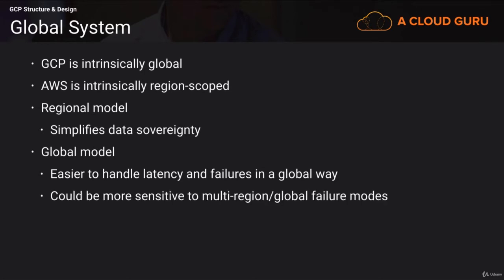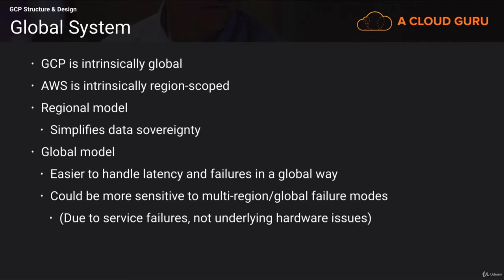Now, the global model could be more sensitive to failures that affect multiple regions or the entire system all at once, but that doesn't mean that the regional model is immune either. I remember hearing that when Amazon's S3 service was broken in North Virginia, people in Sydney, Australia unexpectedly couldn't use the console. I'll point out that these failures would wind up being service failures, not failures due to the underlying hardware. So let's take a look at the physical infrastructure underlying the Google Cloud Platform.